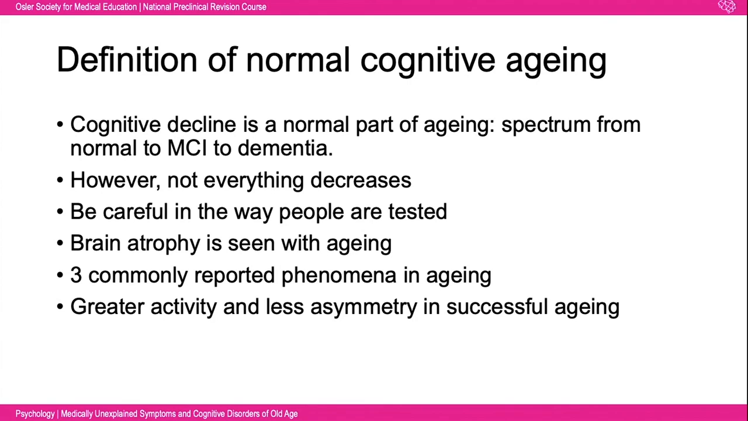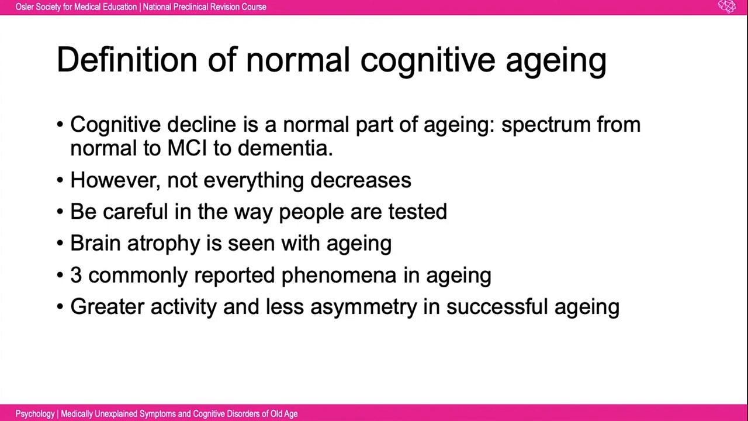Brain atrophy is generally seen with aging, but some areas, such as the visual cortex, don't change with age. Other areas, like the caudate nucleus and the hippocampus, show a clear reduction, and these are most notably reduced in people heading towards dementia. There are three commonly reported brain phenomena in aging: overactivity in older relative to younger people, a hemispheric asymmetry reduction in older people, and a posterior-anterior shift with aging.